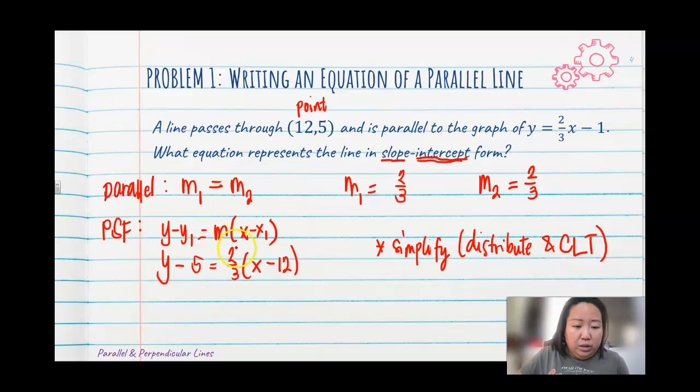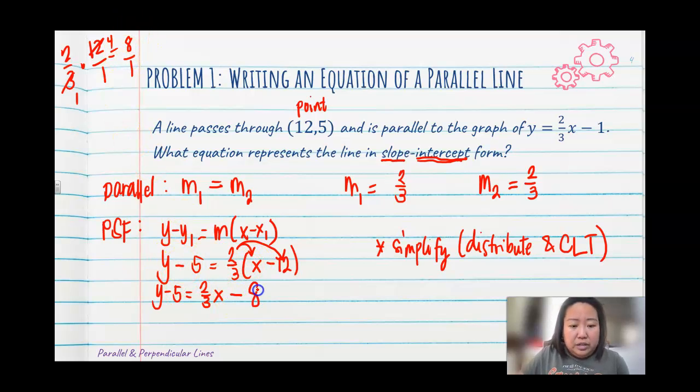So what do we do here for this scenario? First thing, we will distribute 2/3 to x. So we'll have y minus 5 is equal to 2/3 x, and then 2/3 times negative 12, okay? So I'll have it right here. 2/3 times 12/1. As you can see, you can cancel out the 3 and the 12. This will become 1, this will become 4. So you'll end up with 8/1, which is just 8, okay? So that will be minus 8. And what do you do now that we distribute? We combine like terms. So we will add 5 here.